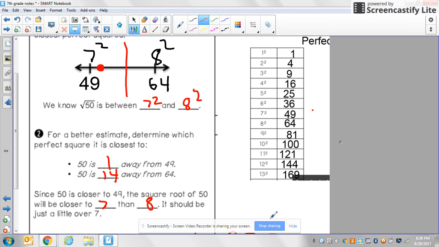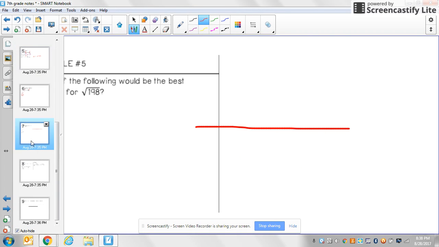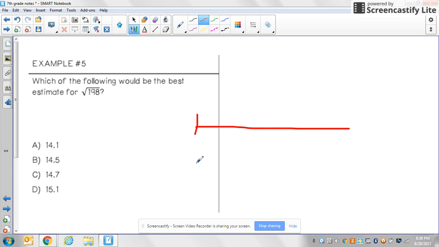Oh, the square root of 198 is not up here. I didn't put up 14 squared or 15 squared. So let's go ahead and take a look. 14 squared is going to be our starting point, and 14 squared gives us 196. Okay, and then we have 15 squared, which is going to give us 225.